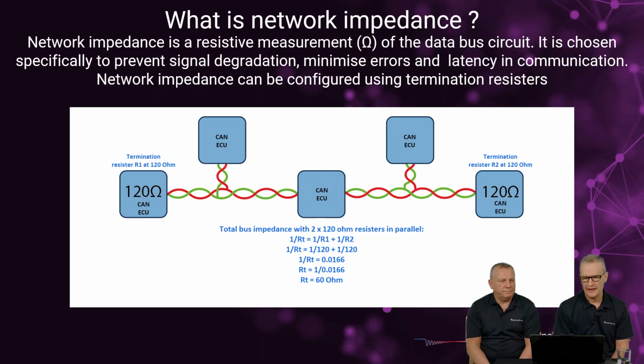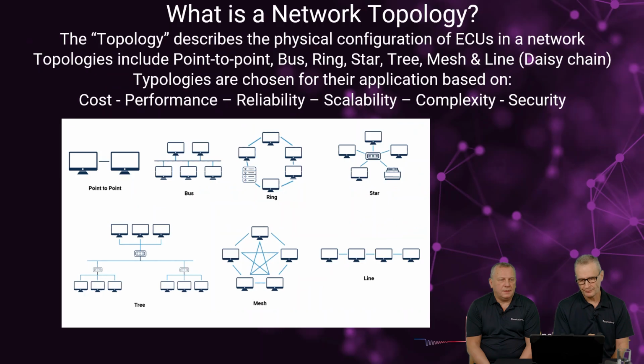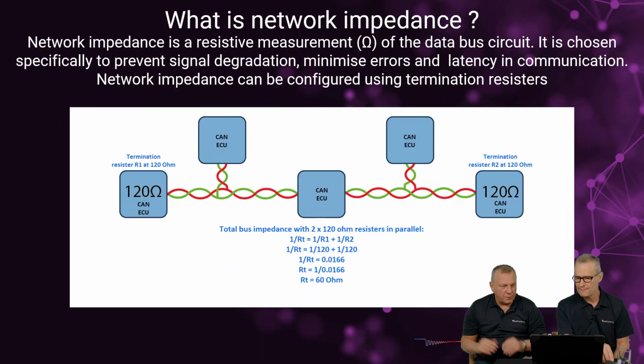I've just included here the maths behind it, but there is a little tip here: whenever you get resistors in parallel, like we have in a CAN bus, when they are the same value, so here they are 120 ohms each, you simply halve them. So the total impedance of this circuit is 60 ohms.